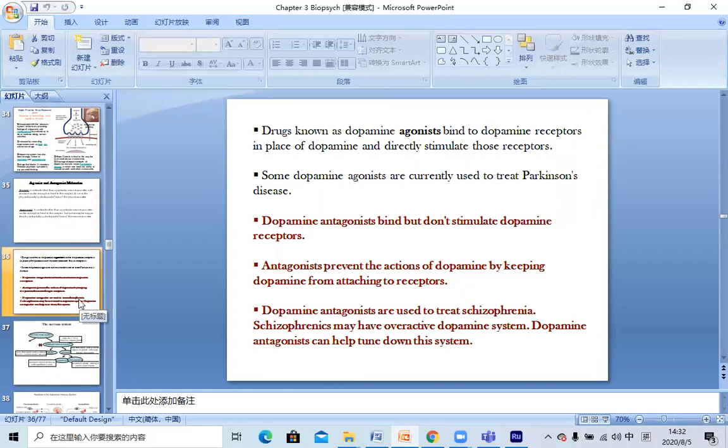When you are treating people with schizophrenia, because the problem is partly related to overactivity in dopamine neurotransmitters, you need to use an antagonist. You need to use a dopamine antagonist to reduce the overall dopamine activity in the brains of schizophrenia patients.